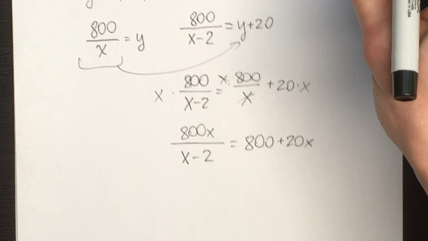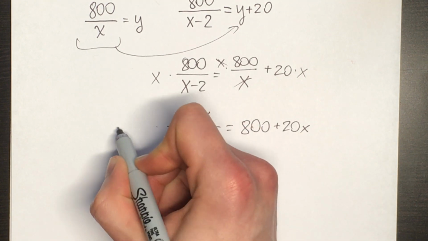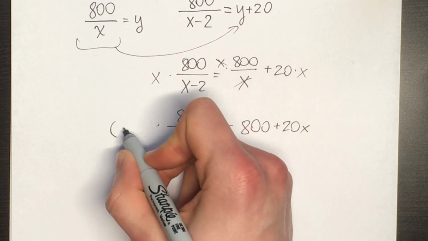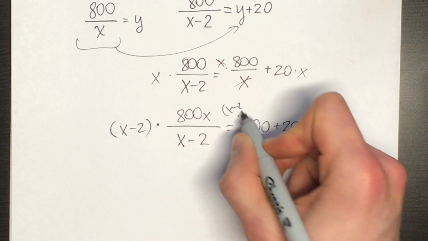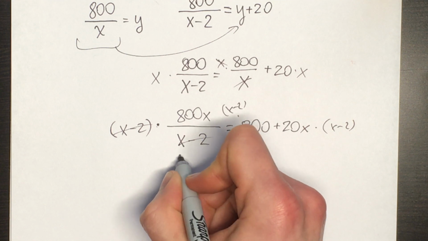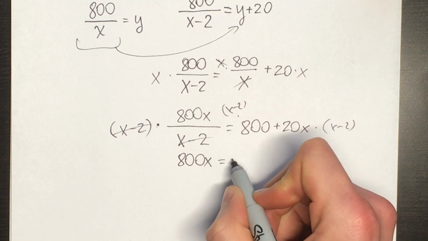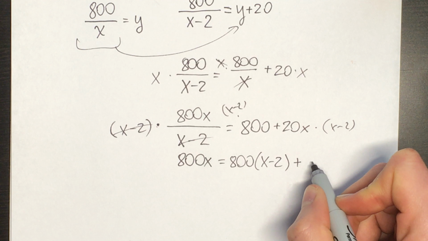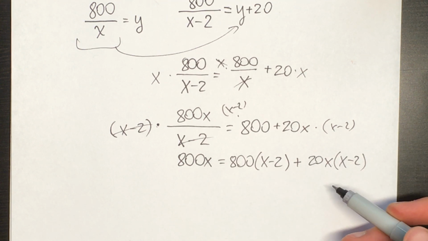Okay, so we've removed one of the fractions. Let's remove the other one. We can multiply everything now by x minus 2. Remember, you have to multiply by either a factor of the denominator or the entire denominator to make something go away. So this cancels, and you're left with 800x is equal to 800 times x minus 2 plus 20x times x minus 2. At this point, we probably want to distribute and go from there.